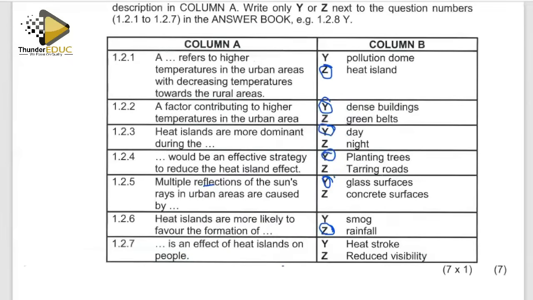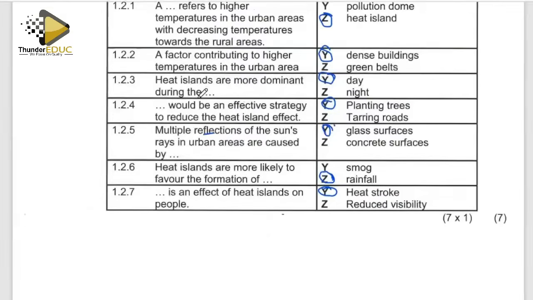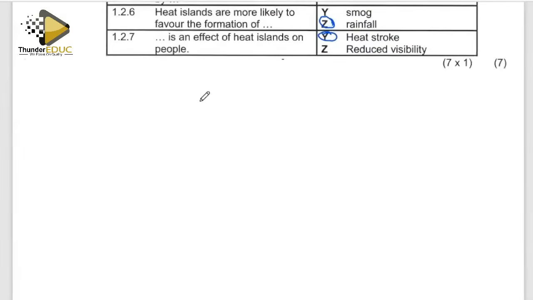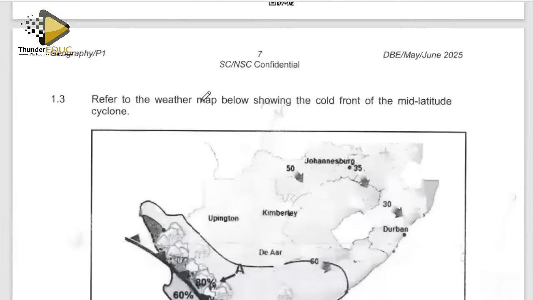Our next question is saying, dash is an effect of heat islands on people. The likely response is heat stroke. Heat islands are likely to cause heat strokes amongst people in the urban area because of excessive high temperatures. People are likely to be affected by heat stroke. Right, we move on to the next question.